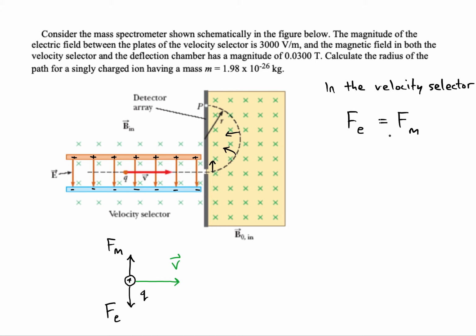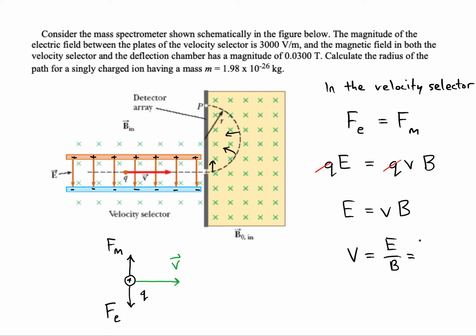Now we can replace the electric force and the magnetic force with their formulas from the past. We'll get Q times E equals Q times V times B. It looks like our Q's are going to cancel here. So we'll get E equals V times B. And if we rearrange, we get V equals E over B. This represents the allowed velocities that will get through the detector.